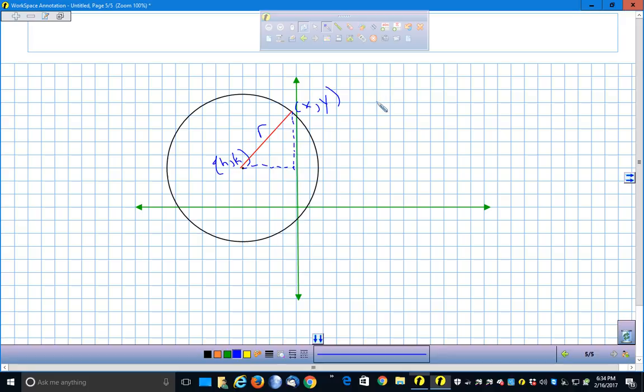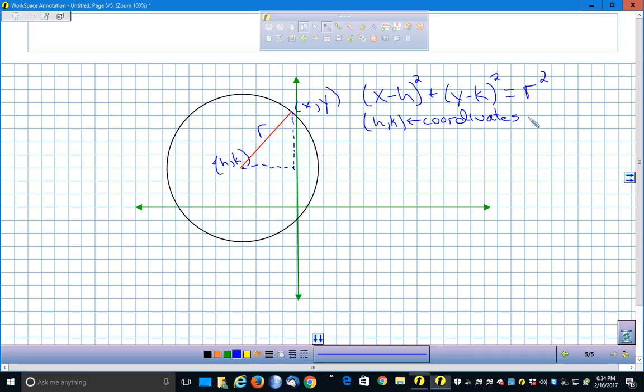Now these points are related by the Pythagorean theorem and the distance formula: x minus h squared, that's the distance between the x coordinates, plus y minus k squared, the distance between the y coordinates, by the Pythagorean theorem is equal to r squared. This is the general formula for the equation of a circle, where h, k is the coordinates of the center.